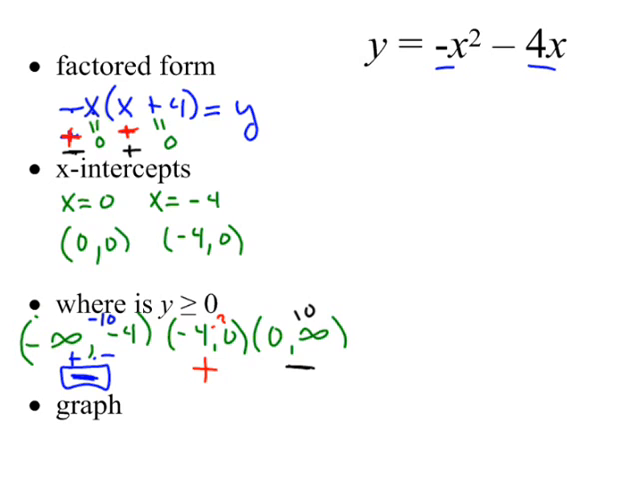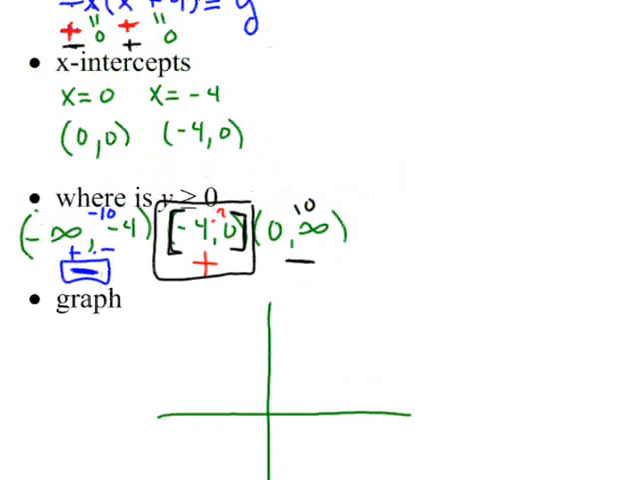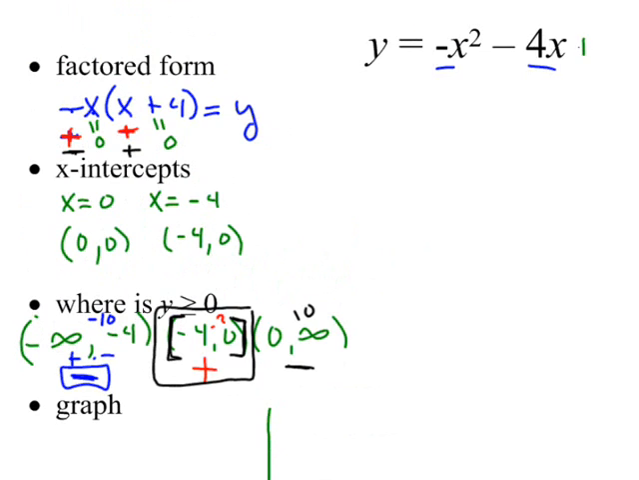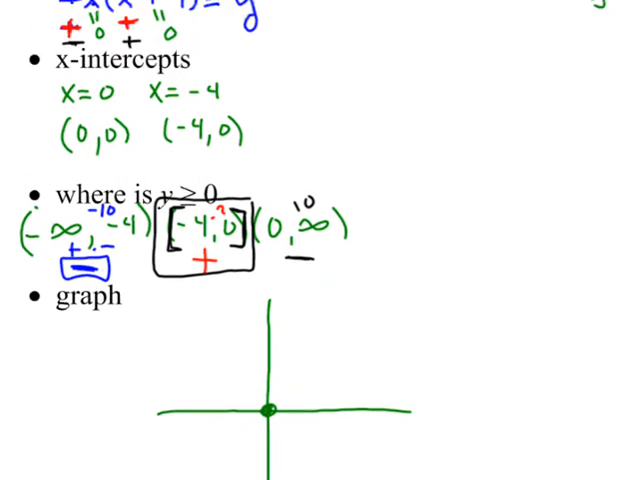So where is this function greater than or equal to 0? Where it's positive, and again, because it's equals to, we now need to change these to brackets. So -4 included and 0 included. All right, so let's graph this. I know my y-intercept is going to be my c value, but if you look at the original, there is no c value. So therefore, my y-intercept is 0. I also know one of my zeros is 0, and my other 0 was -4.